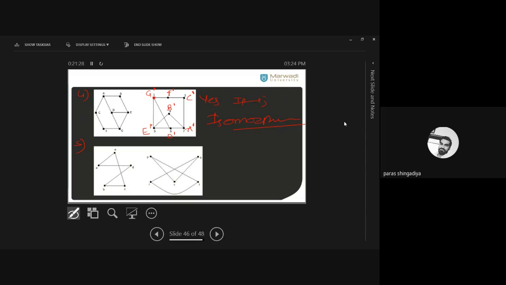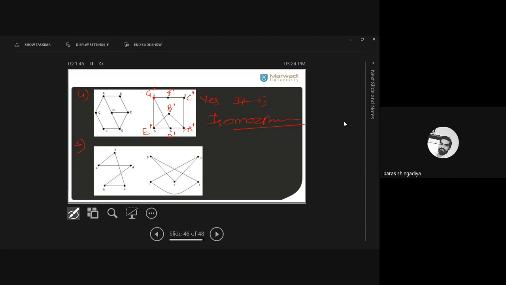In this graph all the vertices have degree 2. Okay? In the second graph too, all the vertices have degree 2. Clear? There is no difference. There is no place where only one vertex has degree 3. All the vertices have degree 2, so we can start with any vertex.